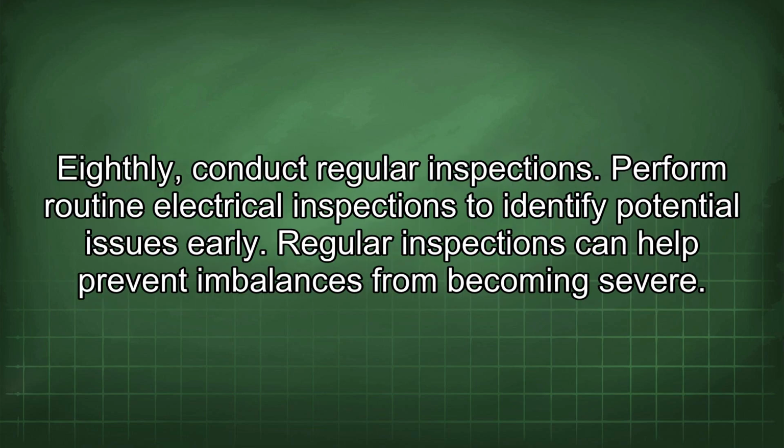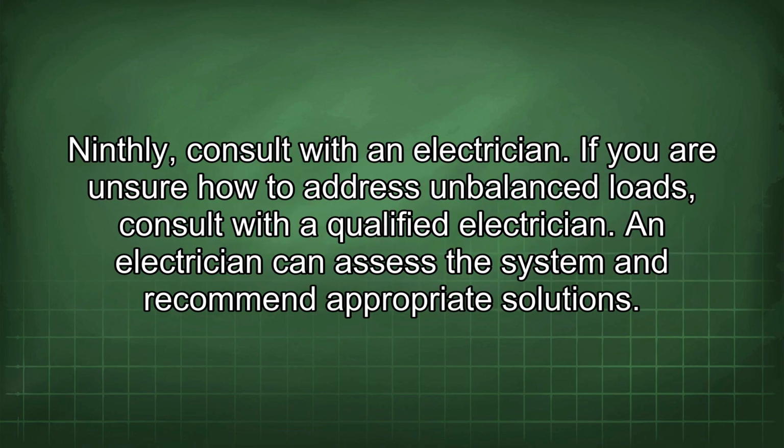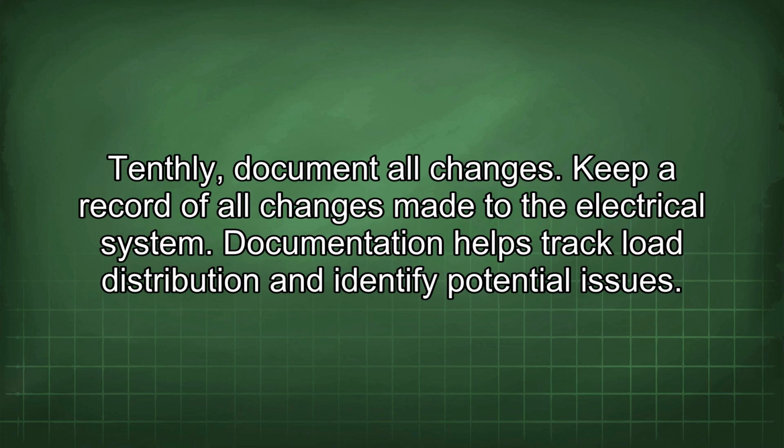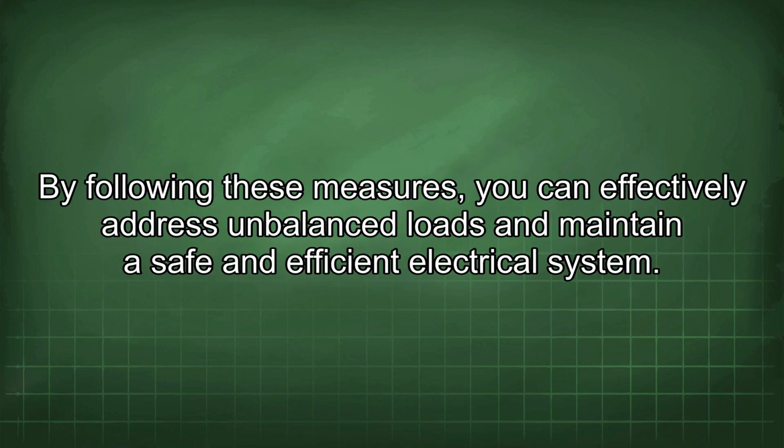Eighthly, conduct regular inspections. Perform routine electrical inspections to identify potential issues early. Regular inspections can help prevent imbalances from becoming severe. Ninthly, consult with an electrician. If you are unsure how to address unbalanced loads, consult with a qualified electrician. An electrician can assess the system and recommend appropriate solutions. Tenthly, document all changes. Keep a record of all changes made to the electrical system. Documentation helps track load distribution and identify potential issues. By following these measures, you can effectively address unbalanced loads and maintain a safe and efficient electrical system.